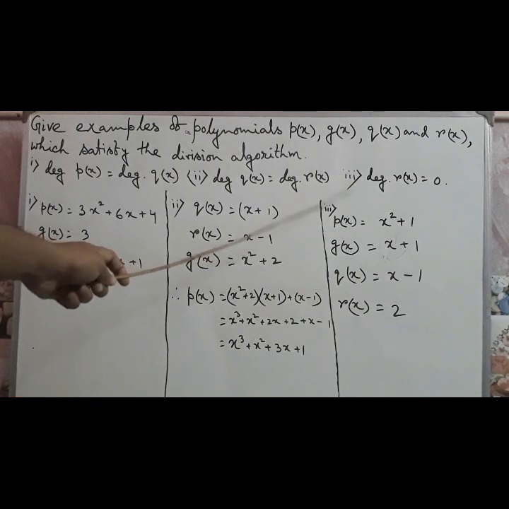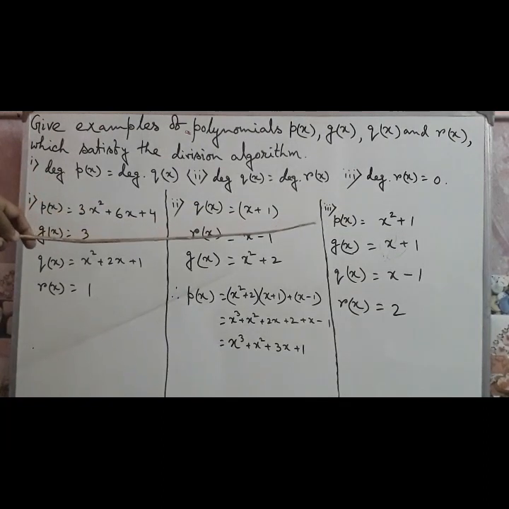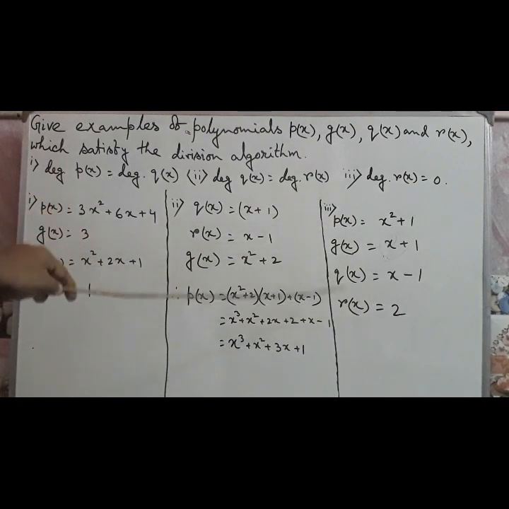And degree of the remainder is equal to 0, third case. That means which polynomial has 0 degree? The remainder will be constant term. You see, this is the example for this case.